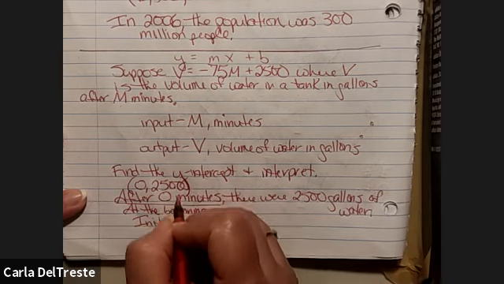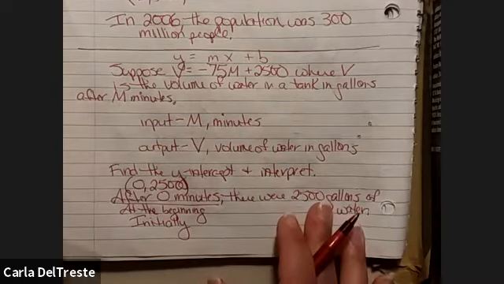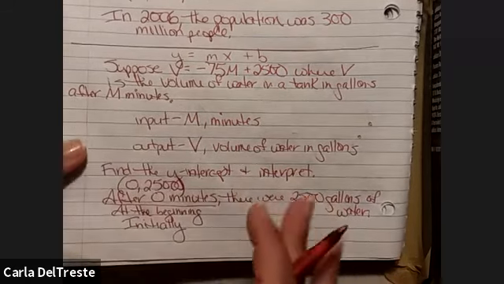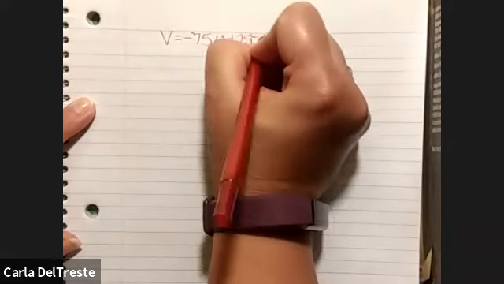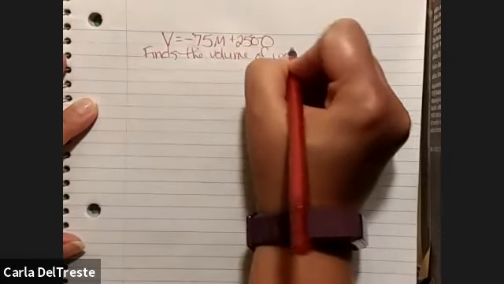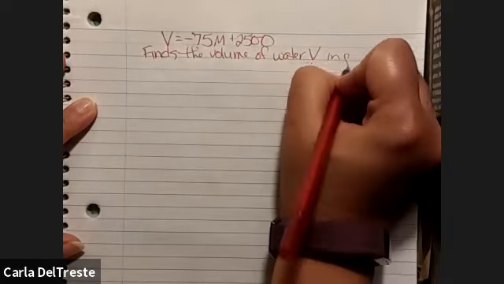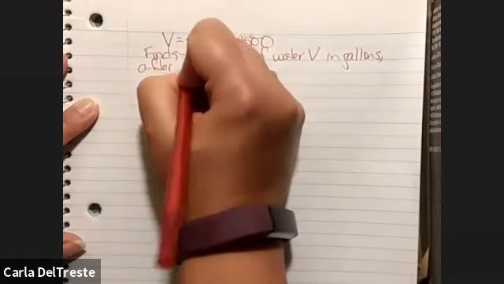All right. Next, what is the slope and interpret? I'm going to rewrite the problem so this way we don't lose track of it. So the problem was we have V equals negative 75 M plus 2500, and this finds the volume of water V in gallons after M minutes.